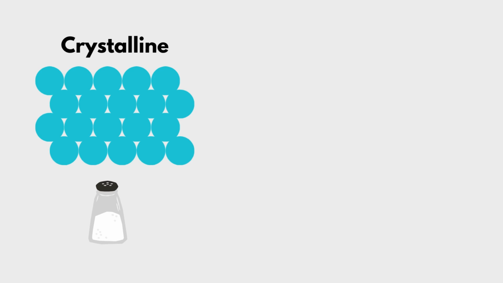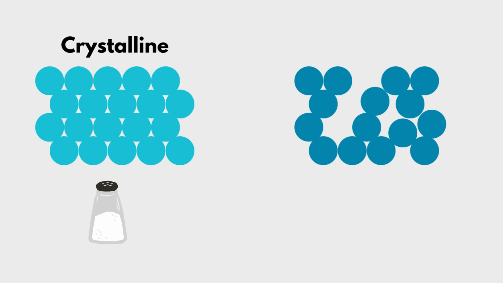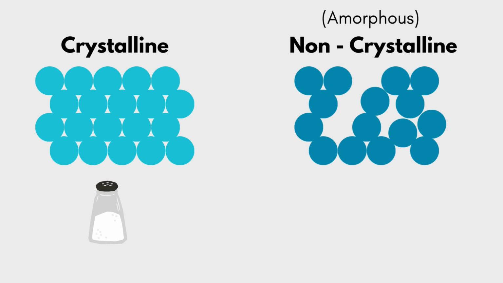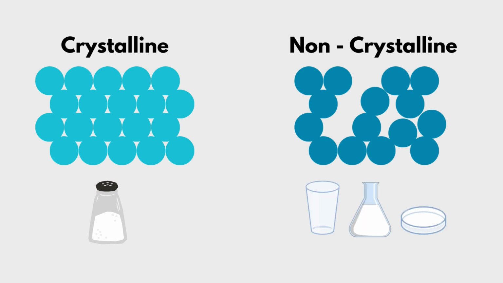On the other hand, if the arrangement of the unit cell is non-regular, we obtain a non-crystalline solid, which is also called an amorphous solid. An example of this solid is glass. Because of the lack of regular arrangement, glass can be shaped into many different dimensions.